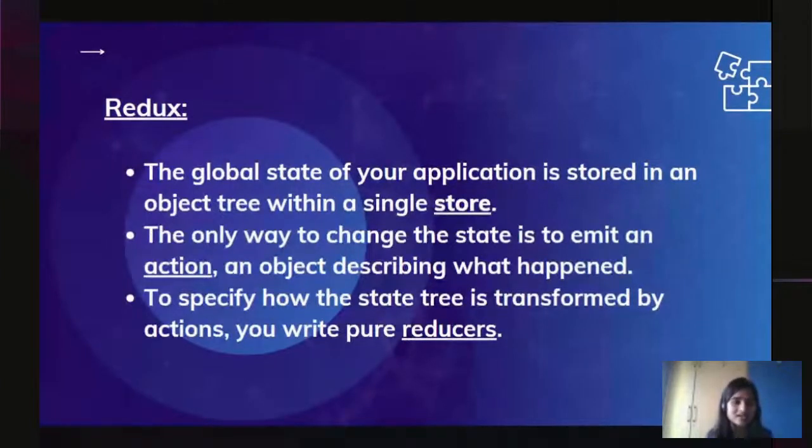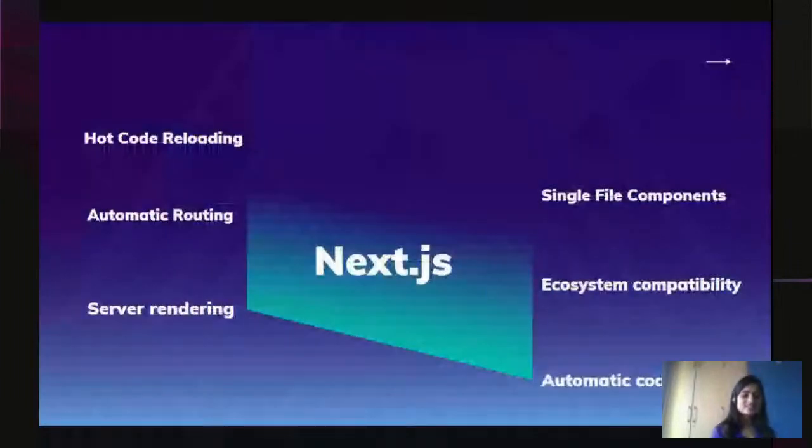As you all know, Redux is the global state management tool in the application. It has the store in which you can store the objects in a tree kind of structure, and then the reducers will be stored there, and you have the action that is going to change what will happen to your object. Then you have the reducers that are going to specify how the state tree is transformed by the actions. First you have action and then reducer that is going to implement the action on that particular object, that is the state. And lastly we have Next.js.